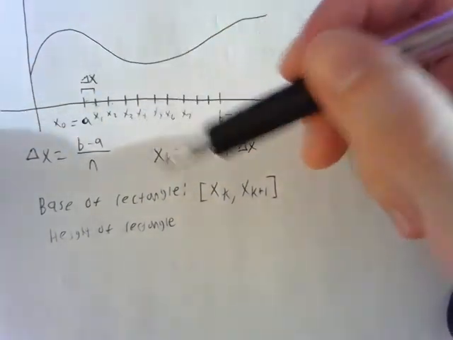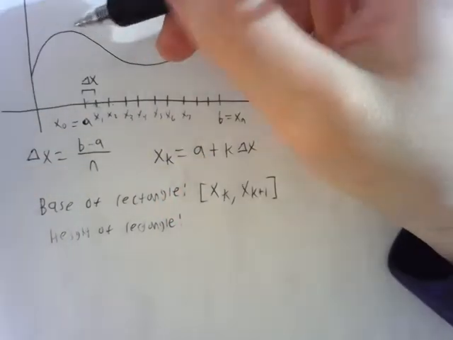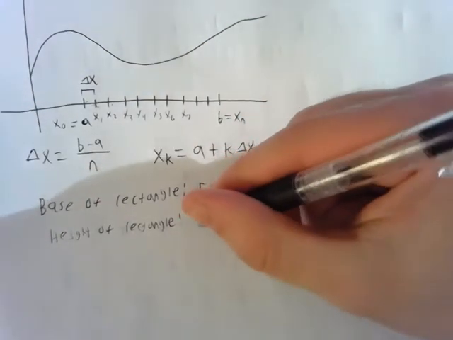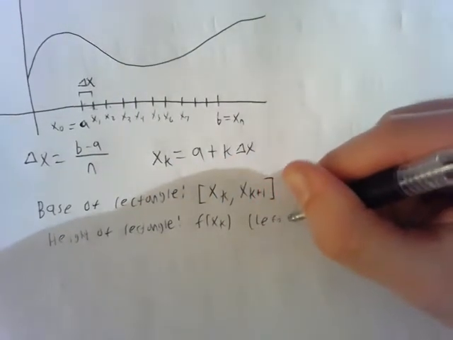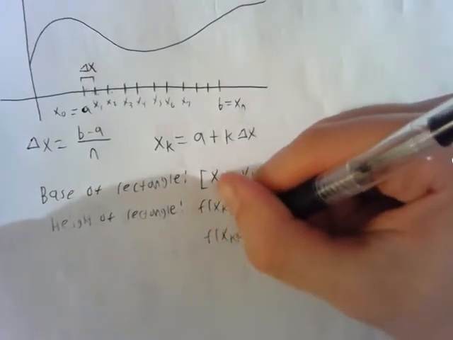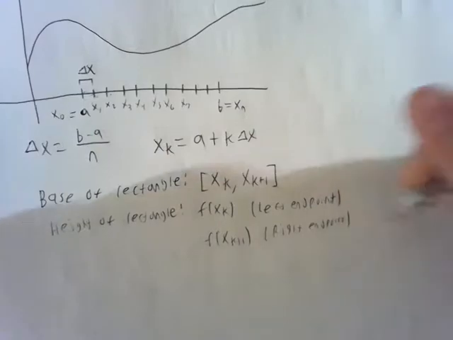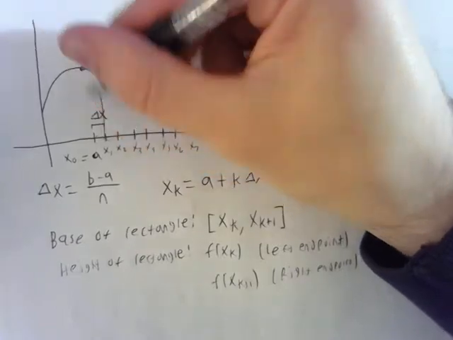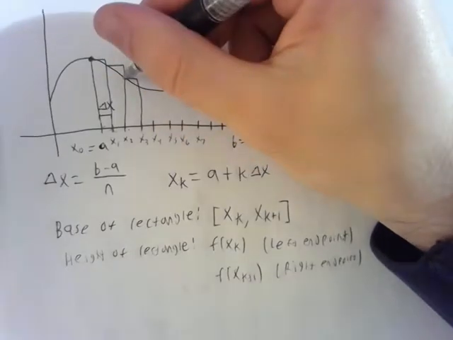There's a couple choices that we could make. One is that we could take the left-hand endpoint of that interval. So we could take f of xk. This would give us the left endpoint. Or we could take f of xk plus 1 if we want to use the right endpoint. So if we use the left endpoint, then I'll get rectangles which look like this, right? So the height of the rectangle is the function value at the left side of the interval.